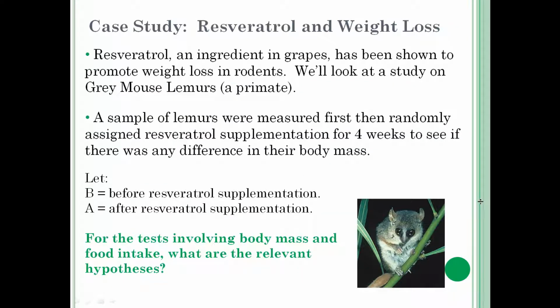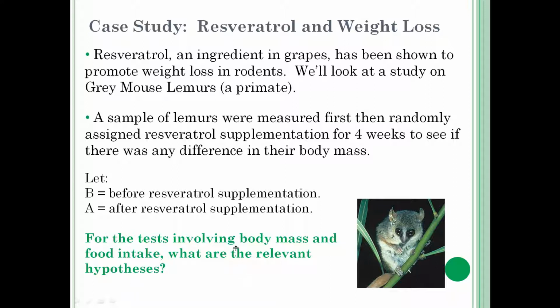In this case study, we're looking at resveratrol, which is an ingredient in grapes that has been shown to promote weight loss in rodents. Specifically, we're looking at lemurs. So you have a sample of lemurs, and they were measured first, then randomly assigned resveratrol supplementation for 4 weeks to see if there was any difference in their body mass. So let B be before resveratrol supplementation and A after resveratrol supplementation. For the test involving body mass and food intake, what are the relevant hypotheses?